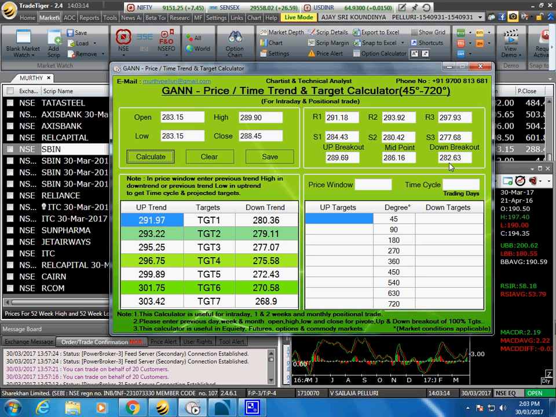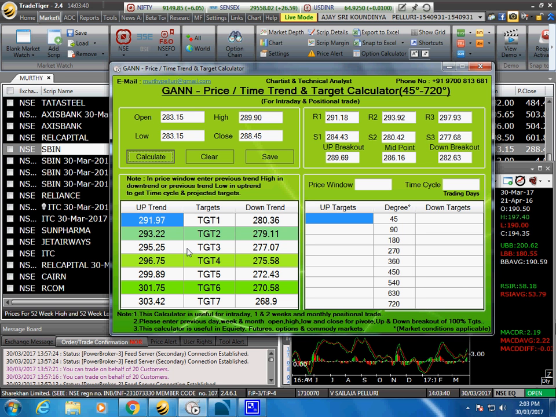Once the share comes down to this level, 282.63, the down breakout will take place, and these are the targets. Here we have given 7 targets in the down breakout, and here is one more point, that is the up breakout, 289.69. Once the share crosses this particular price, the uptrend will continue, and these are the targets.